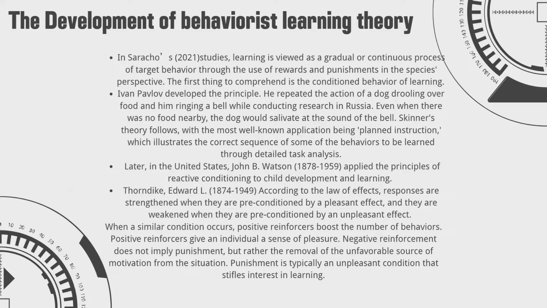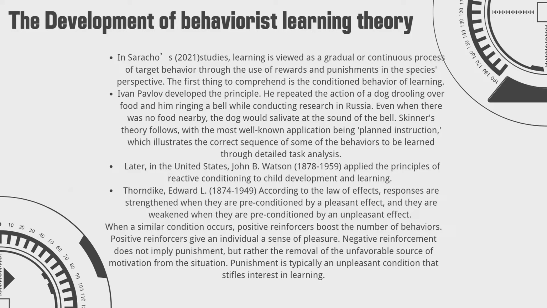Ivan Pavlov is the famous psychologist that developed the principle of behaviorist learning theory. At the very beginning, he repeated the action of a dog drooling over food and him ringing a bell while conducting research in Russia. After repeating his action over and over again, even when there was no food nearby, the dog would drool at the sound of the bell. After this, Skinner's theory follows, with the most well-known application being programmed instruction. Later, John Watson applied the principles of classical conditioning to child development and learning.